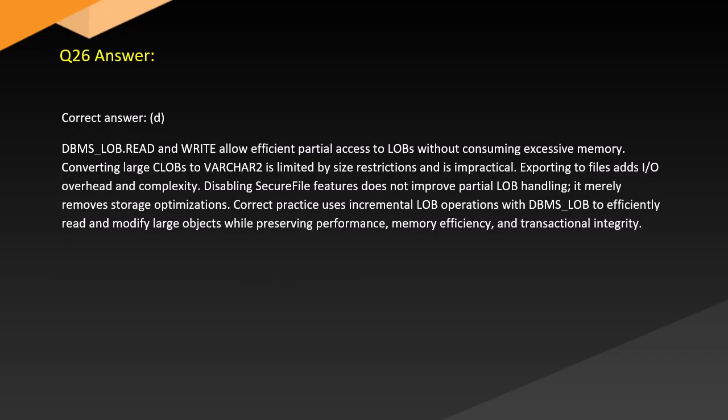Answer. Correct answer: A. DBMS_LOB. Read and write allow efficient partial access to LOBs without consuming excessive memory. Converting large CLOBs to VARCHAR is limited by size restrictions and is impractical. Exporting to files adds I/O overhead and complexity. Disabling SecureFile features does not improve partial LOB handling, it merely removes storage optimizations. Correct practice uses incremental LOB operations with DBMS_LOB to efficiently read and modify large objects while preserving performance, memory efficiency, and transactional integrity.